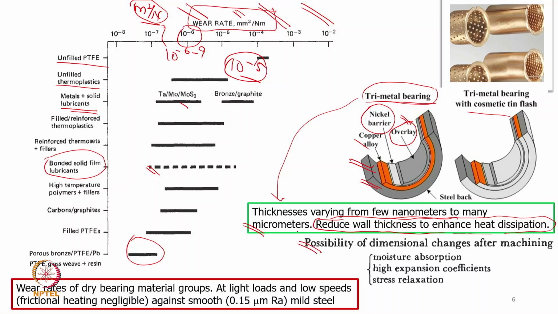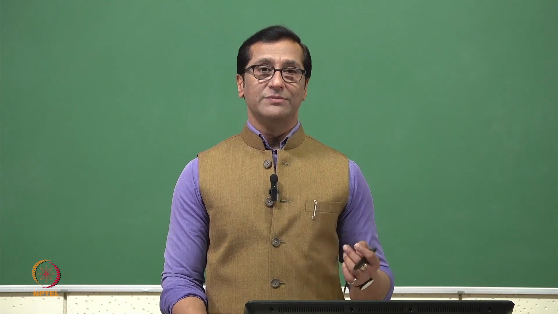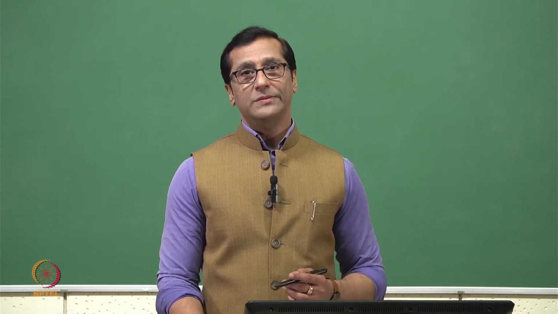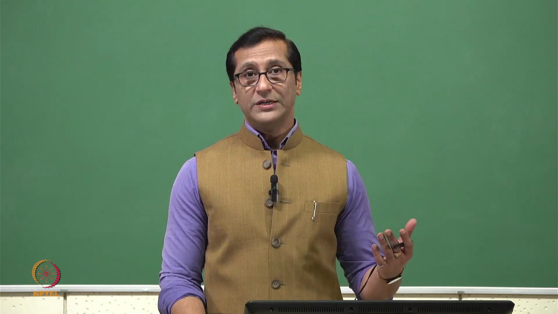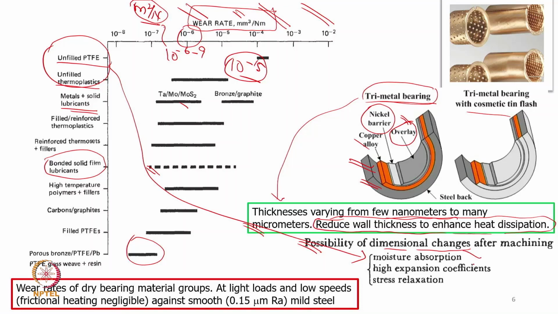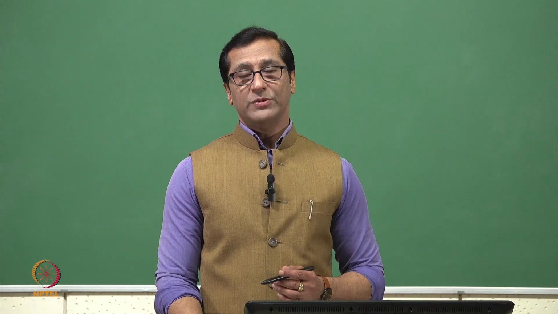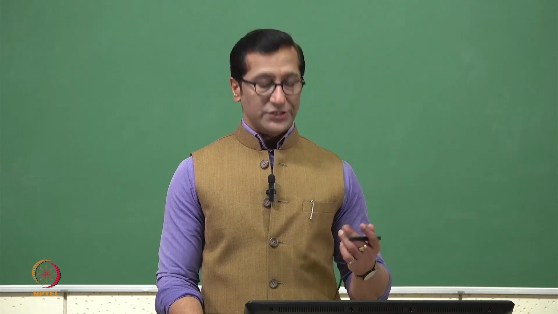One more thing is that when we are talking about polymers, polymers have a problem of moisture absorption. If the environment has more chances of moisture absorption, we should not use this kind of polymers. So if we are using them, we need to account for the dimensional changes. What will be the final tolerances? Those will be affected by moisture absorption, and even by the expansion coefficient. If the heat generation is on the higher side and the material has a high expansion coefficient, naturally the tolerances will change.